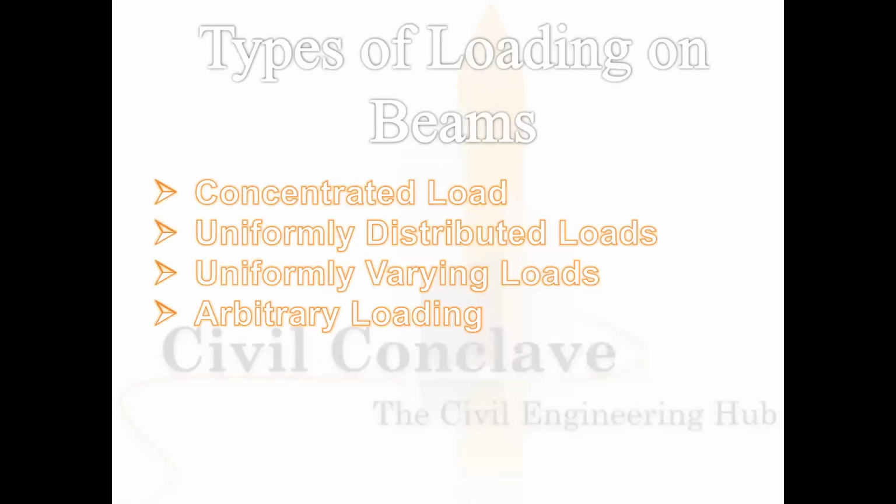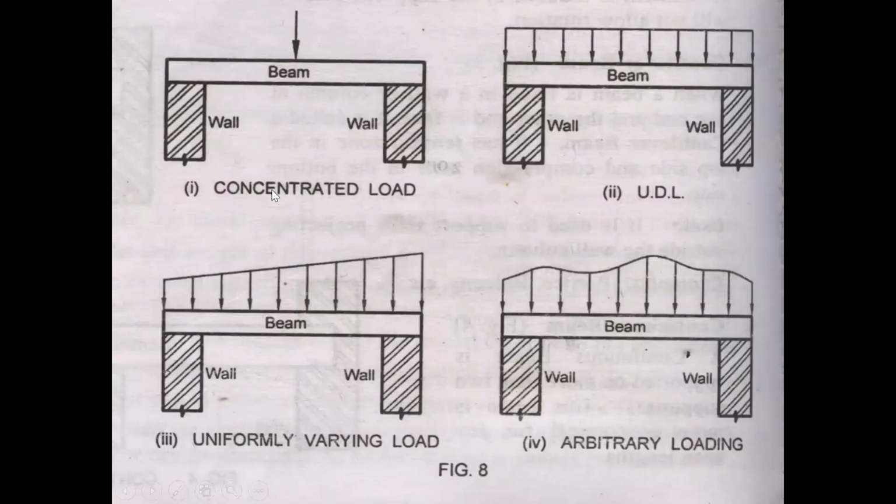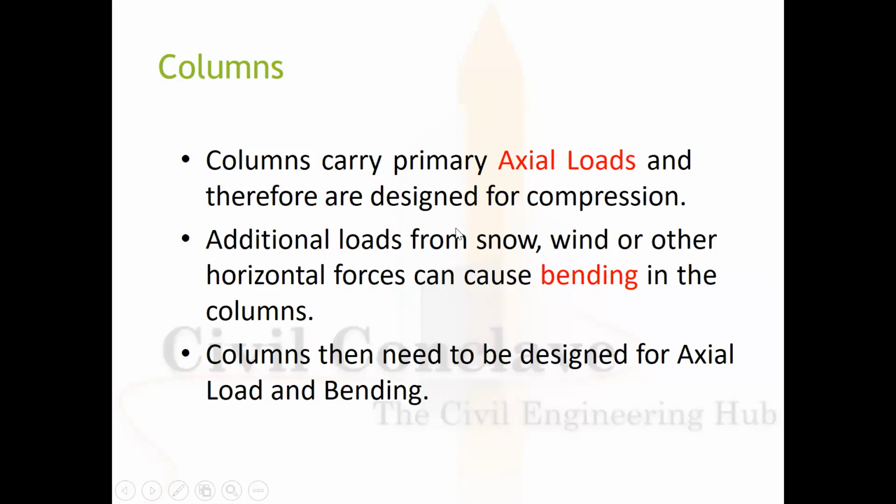Loading on beams: concentrated load, uniformly distributed load, uniformly varying load, and arbitrary loading. These are all the loads which act on beams. See, this is a concentrated load at one exact location. UDL, uniformly varying load, because it will depend upon these things. This is arbitrary loading. This is the methodology of how to calculate the loading factor.